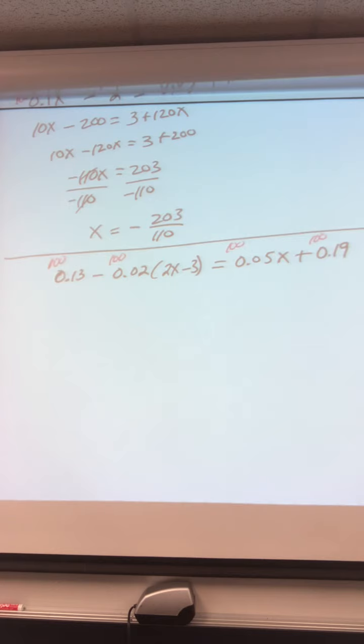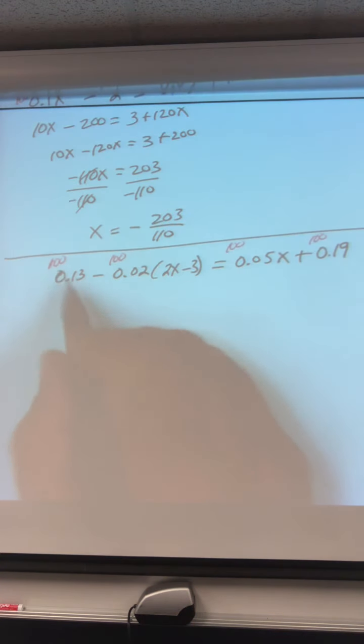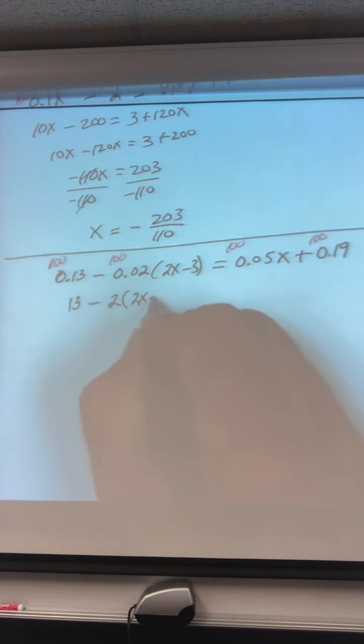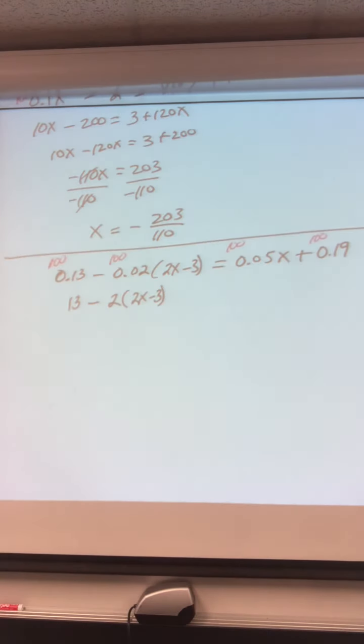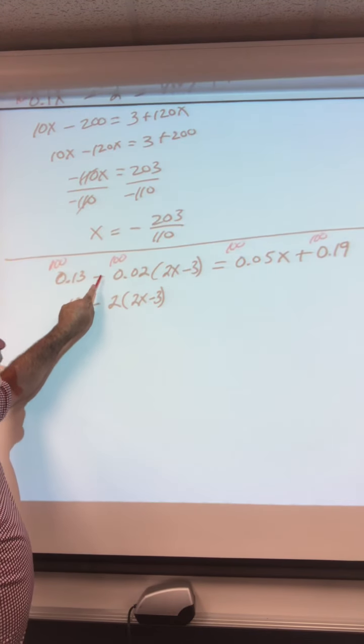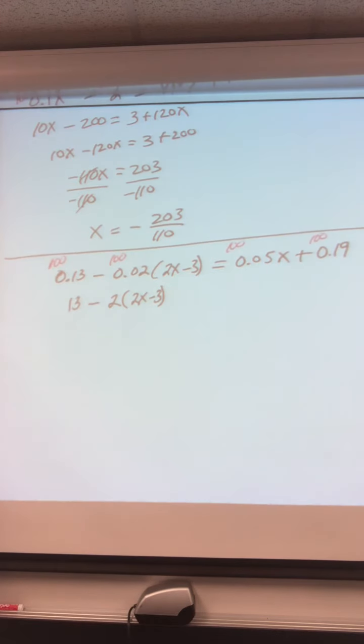Now, when I do that, 0.13, when you multiply that by 100, becomes 13. Minus 100 times 0.02 becomes 2. But after you do that, you have to distribute that through. I'm not going to do that in this step. I will do it in the next step. If you do go ahead and distribute the 2, don't forget that it's negative. That's a real easy place to make a careless mistake. I'll do it in the next step.